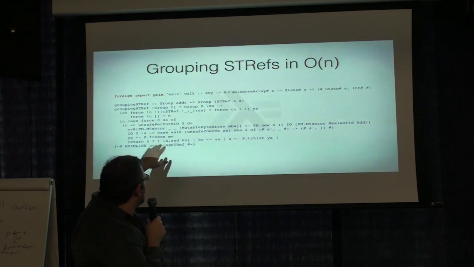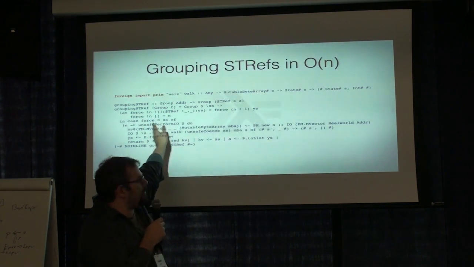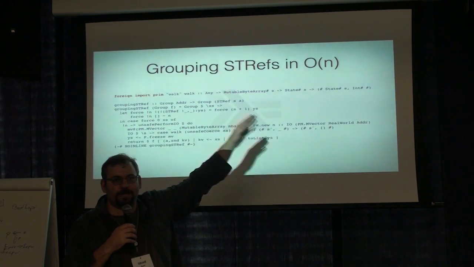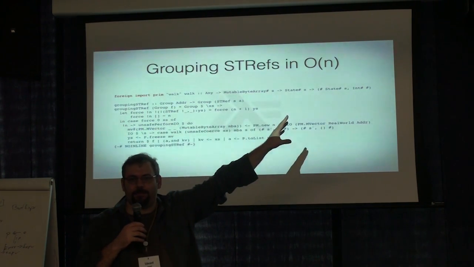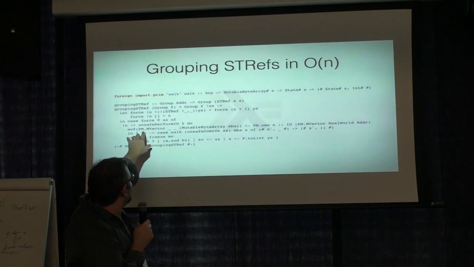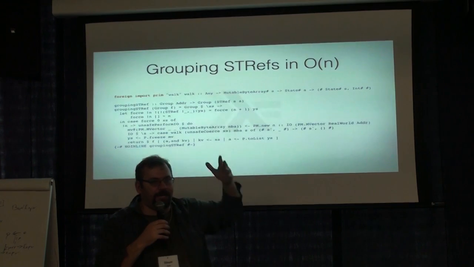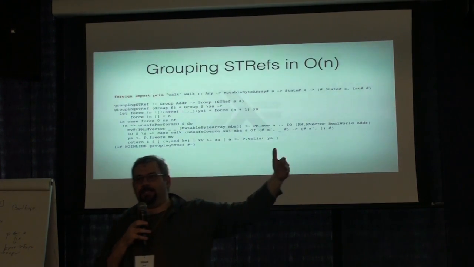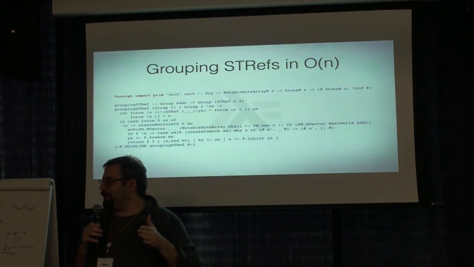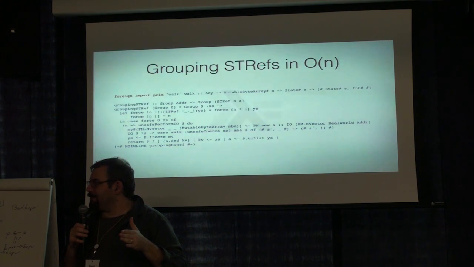So what I do is, the first thing I do is I run through my list of STRefs and I force it all the way through. So I know that I have a list of things that have already been forced. Then I make sure that I have a mutable byte array that is as large as I need to hold all of the addresses for all of these STRefs.